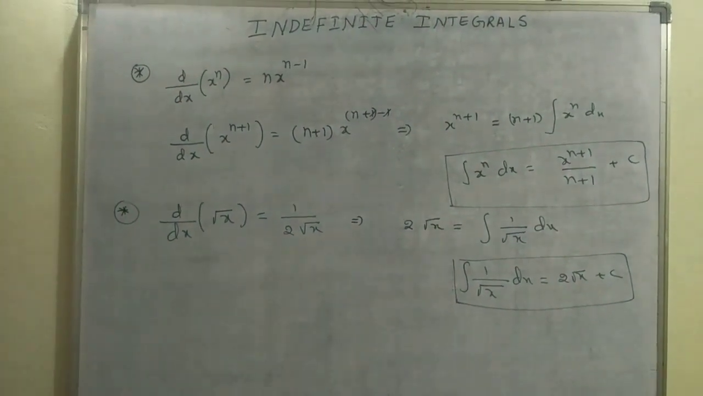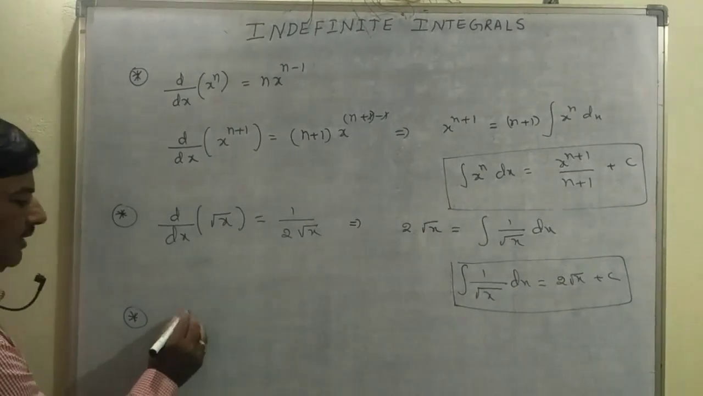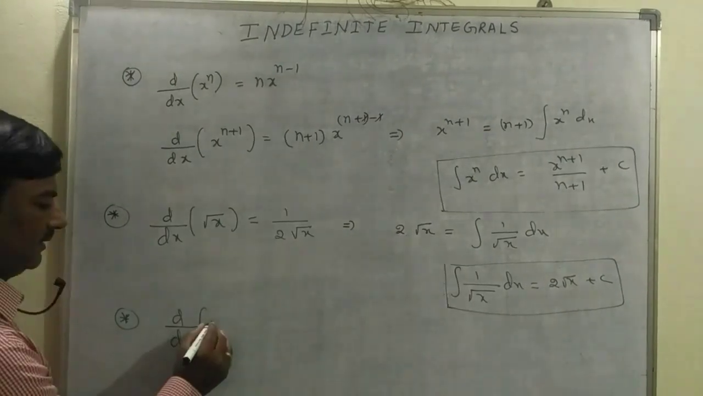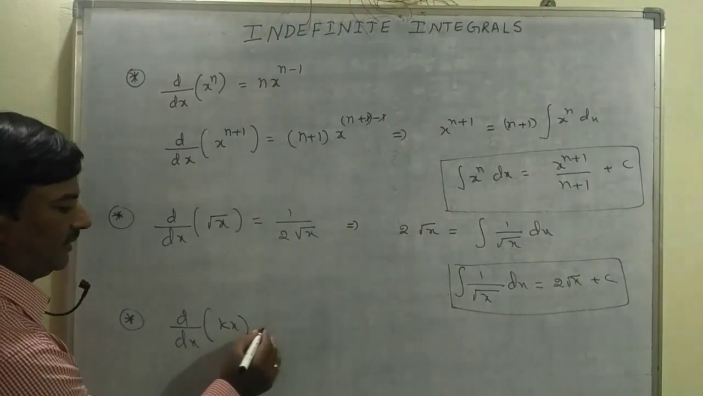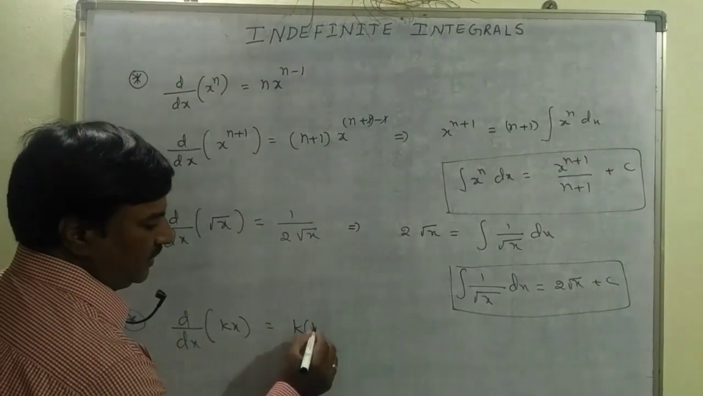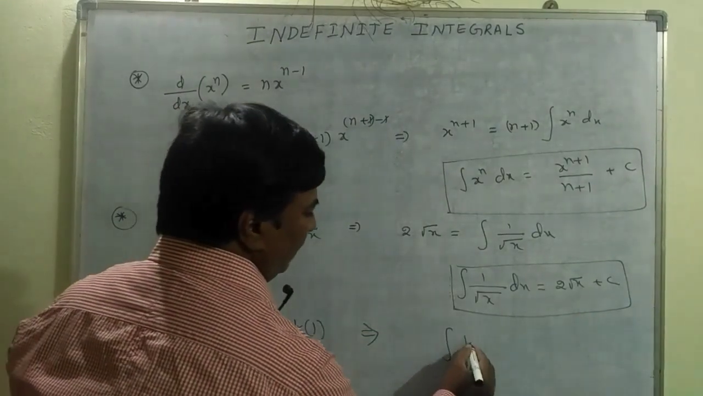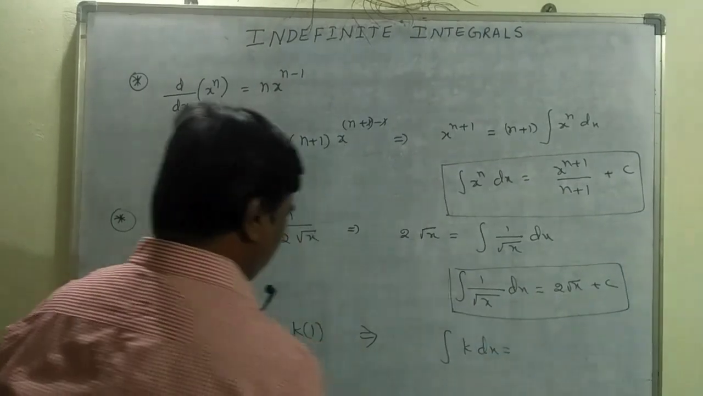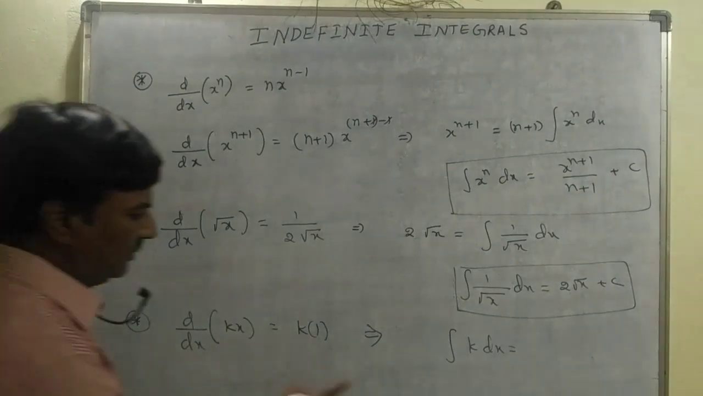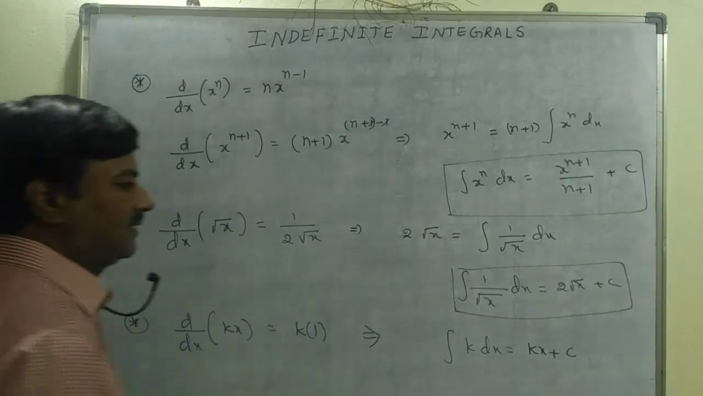Now we'll go for the third formula. Let's consider d by dx of kx. We write this derivative as k into the differentiation of x, which is 1, as we learnt in the first year. Then, by the reverse process, the derivative on the right side becomes integration. So we get the integral of k is equal to kx plus c. That is the next formula.